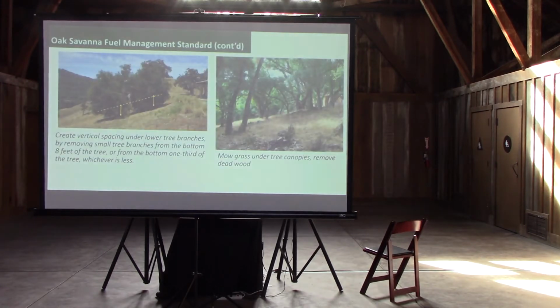All right. So here are some other examples. On the left, these are shorter trees that have not yet been treated, and so that's the example of where you want to remove the bottom third of the branches according to those diagrams and decision rules, and then again to mow the grass under the canopies of the trees.